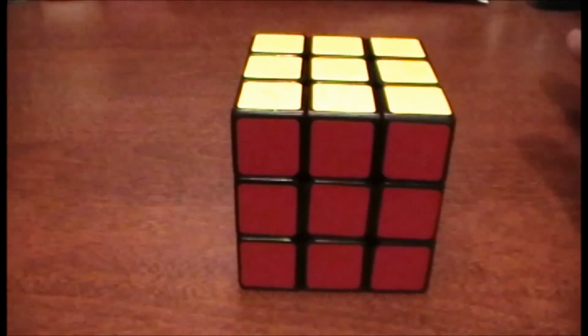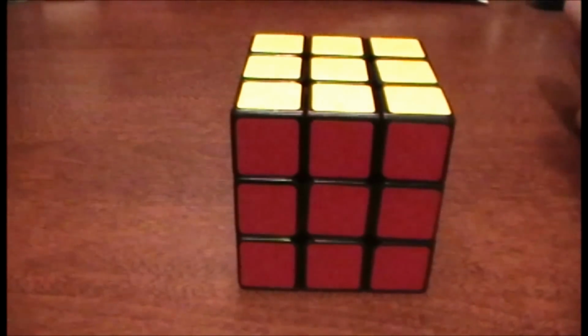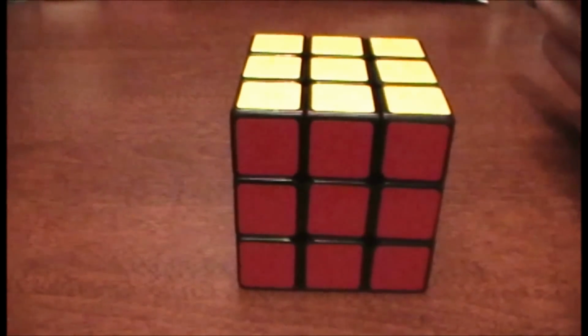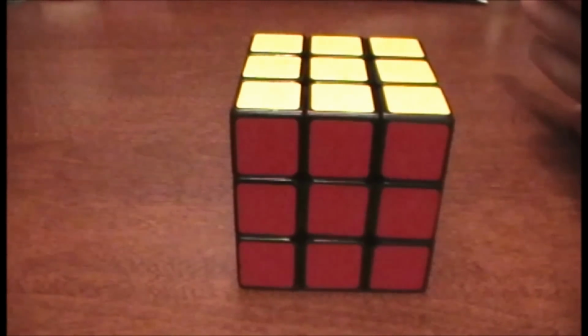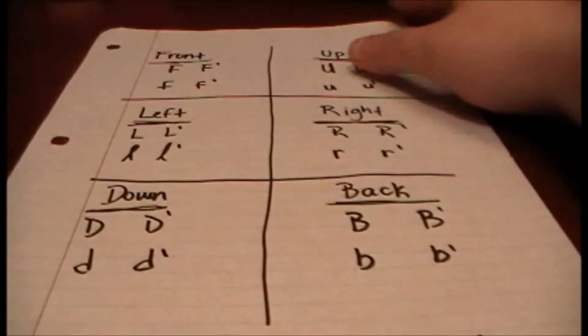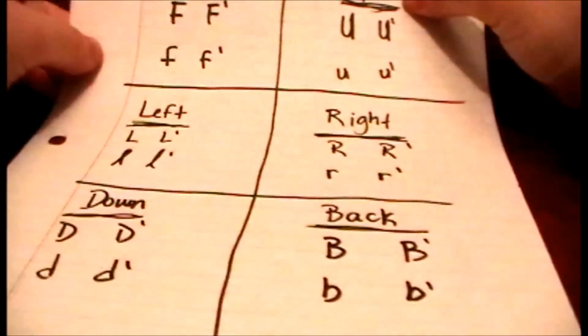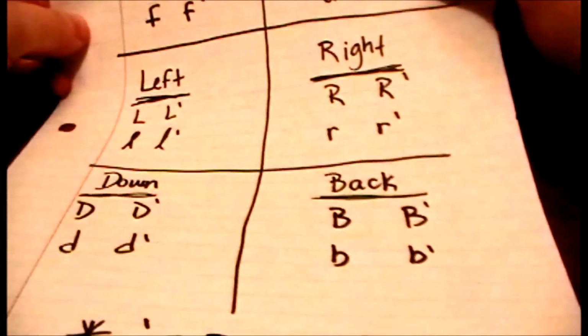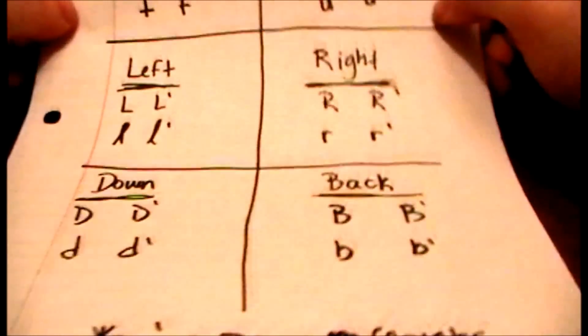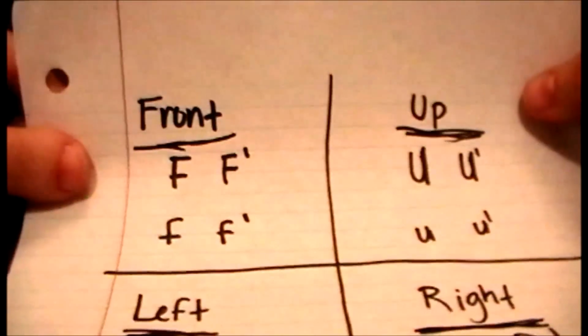Now I'll explain the more advanced turnings and what some of you would like to know with the lowercase letters in algorithms. Okay, so I've got a piece of paper here that I wrote down all the faces on and all the different turns you would ever see abbreviated in an algorithm. So we'll start with the front face.